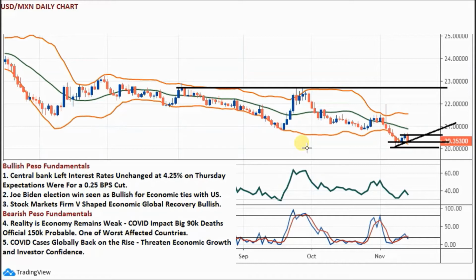Next week should be an interesting one in this pair. So we'll see what happens. But I like the look of long USD against MXN. Risk reward looks really good.